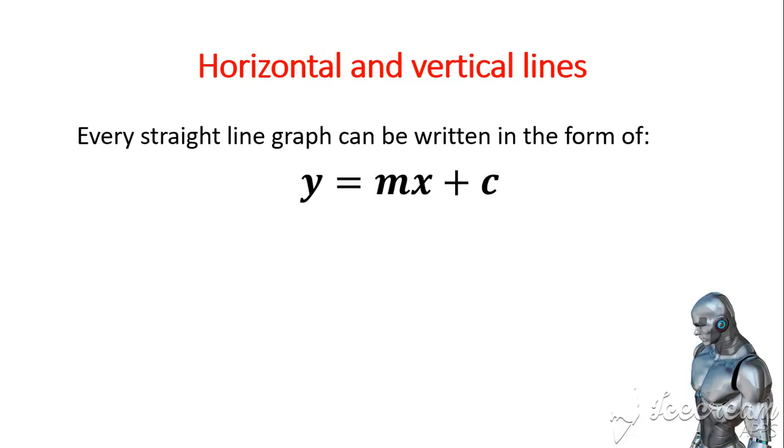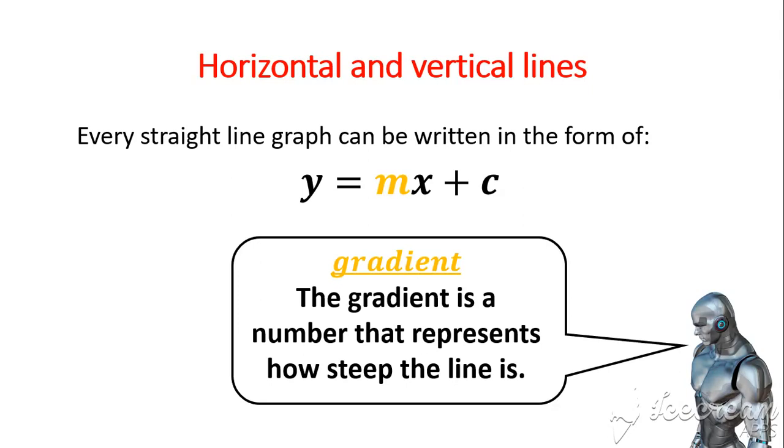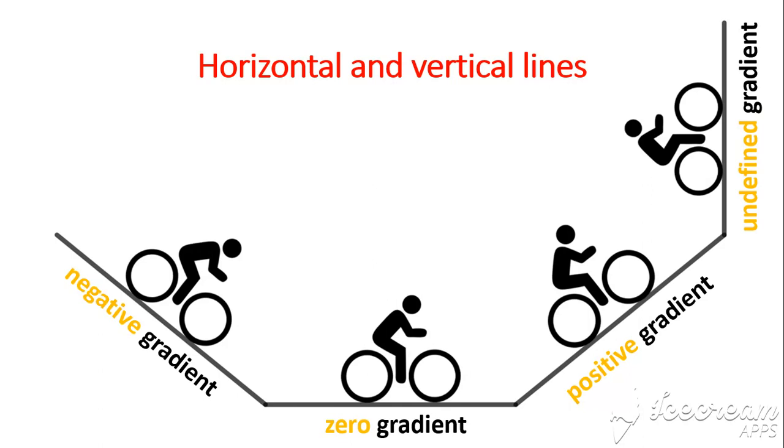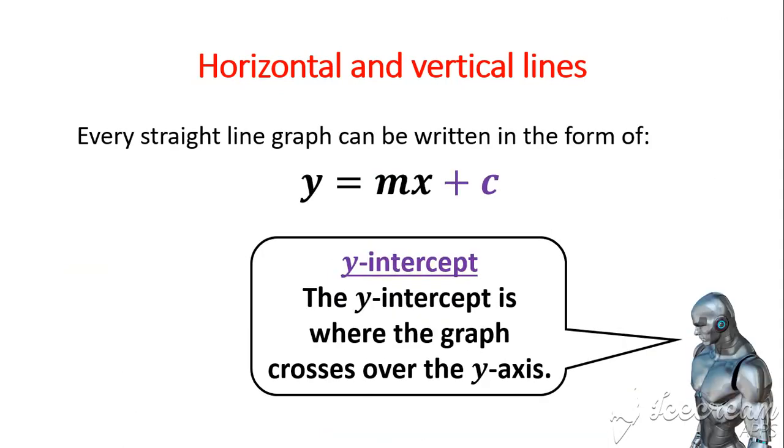We know so far that every straight line graph can be written in this form: y is equal to mx plus c. Our m represents the gradient, which is how steep the line is. We have negative, 0, positive, and undefined gradients. And our c represents our y-intercept, which is where the graph crosses over the y-axis.